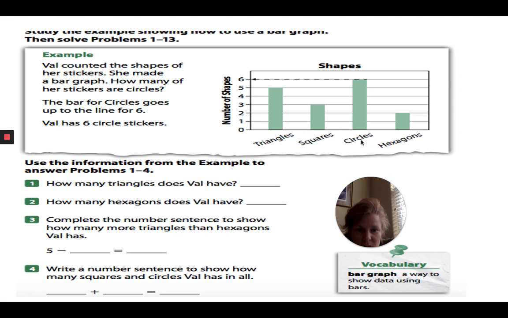Write a number sentence to show how many squares and circles Val has in all. So squares and circles, and you take those and add them together. Squares, how many? 3. Circles, how many? 6.